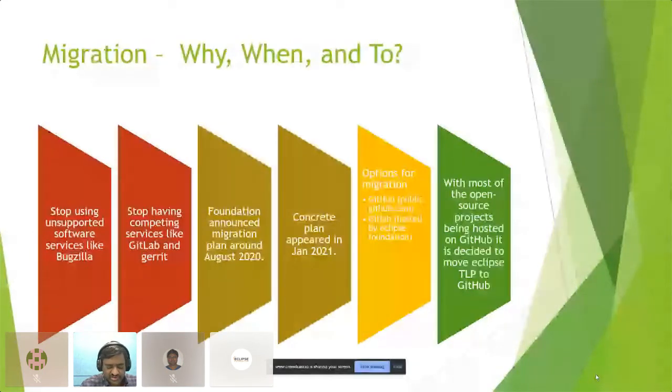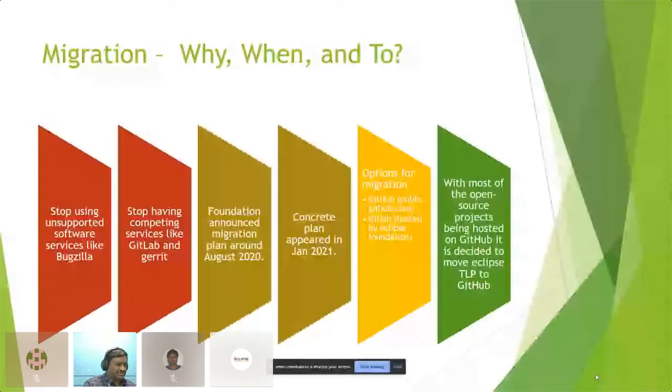GitLab is again a hosted service at Eclipse Foundation, so with GitLab we would be using Eclipse Foundation resources again. So the decision for us was kind of obvious. Since most of the open source projects are hosted on GitHub, we decided to go for GitHub directly. And we have one more advantage here. GitHub provides some resources to open source projects for GitHub Actions, so we can leverage that as well.